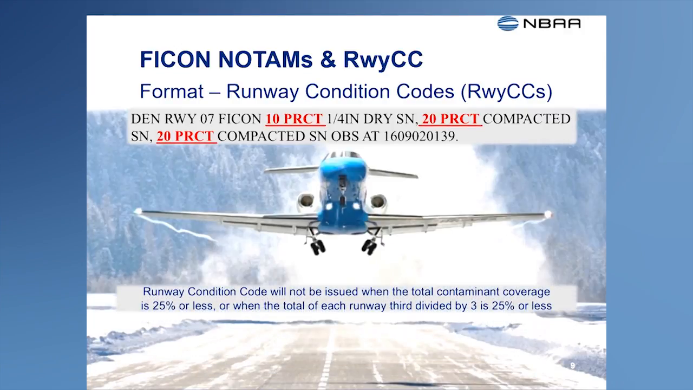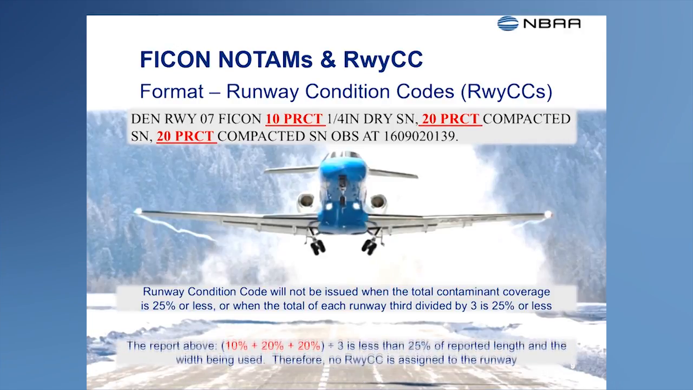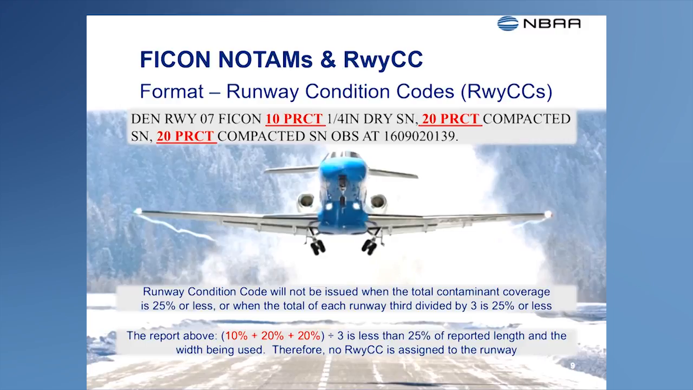When the observed coverage within each runway third varies, the observed percentages are added together and then divided by 3. If the resulting total runway coverage is 25% or less, runway condition codes are not assigned to the runway. In the example shown, the coverage in each runway third, when added together and divided by 3, is only 16%. Usually, in these circumstances, the runway may be considered to be dry for performance planning purposes.